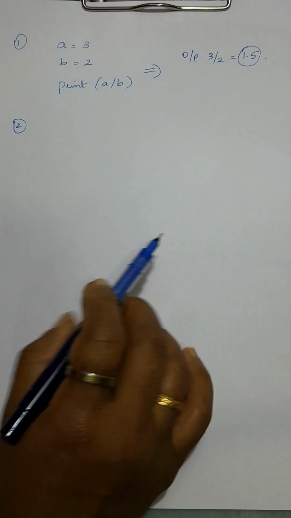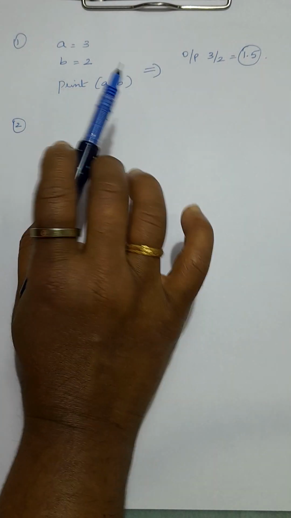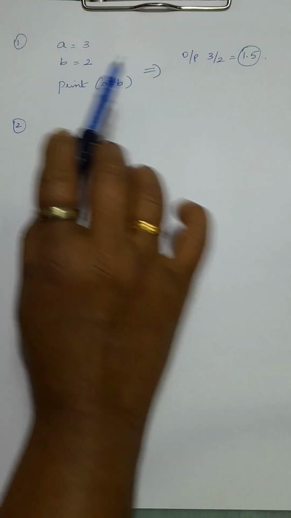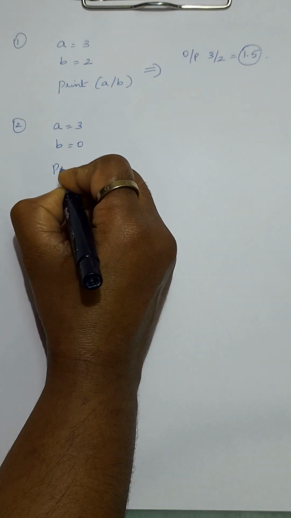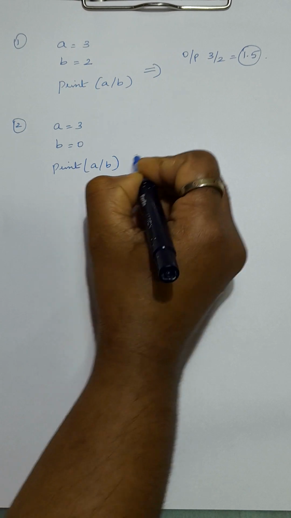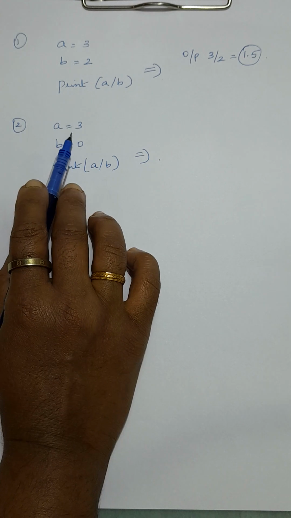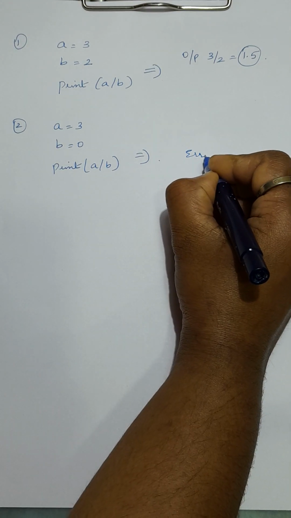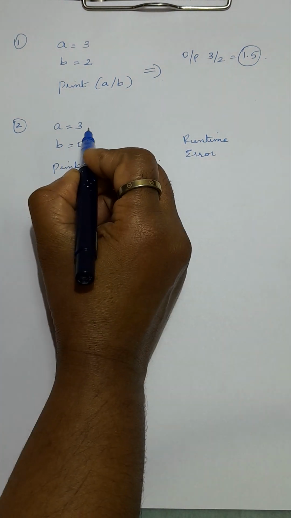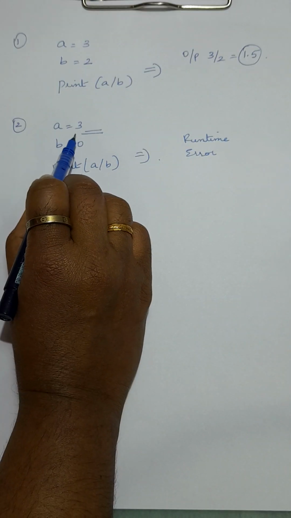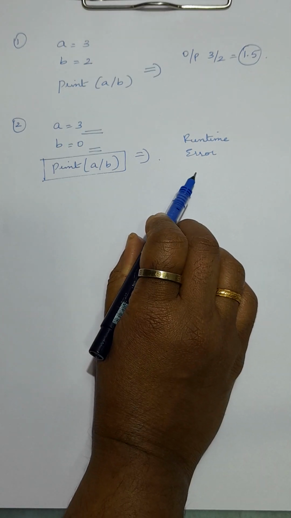Suppose the programmer develops the code keeping the programmer's thoughts in mind. But what if the end user enters B as 0 instead of 2, and I'm printing A divided by B? In such a case, there is an error. What is the error? Division by 0 error. A number is divided by 0. It throws a runtime error, which means a program, when it starts its execution, will first execute the first line, then the second line. When it is executing the third line, it abruptly stops by throwing the error.